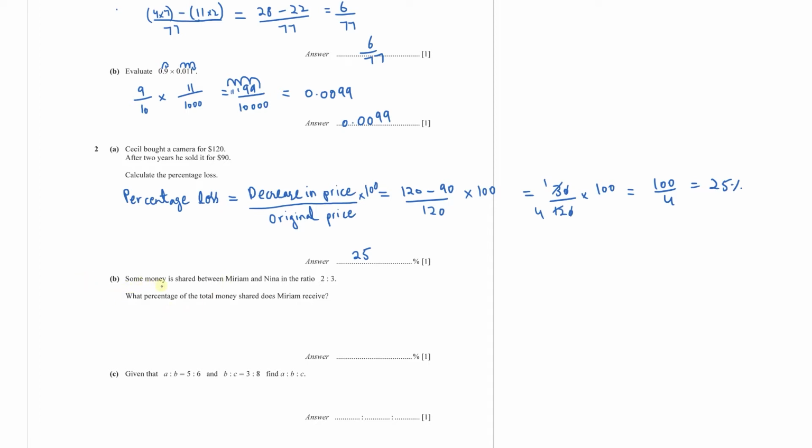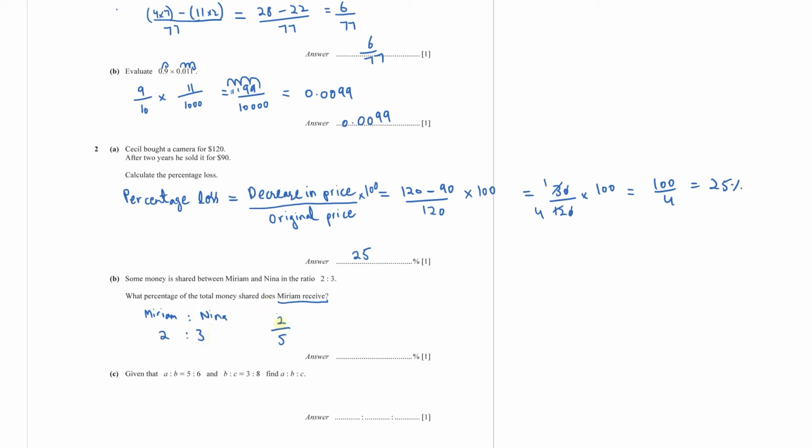Part B is some money is shared between Miriam and Nina in the ratio 2:3. What percentage of the total money shared does Miriam receive? So Miriam ratio Nina is 2:3. So if there are 5 total parts, Miriam receives 2 and Nina receives 3. So Miriam receives 2 out of the 5 parts because the ratio that is given is 2:3. So total parts are 5, and 2 go to Miriam, and 3 go to Nina.